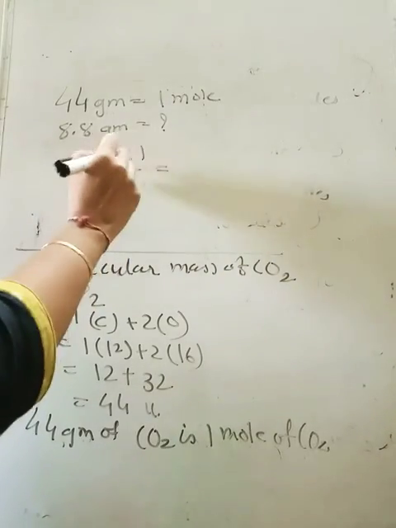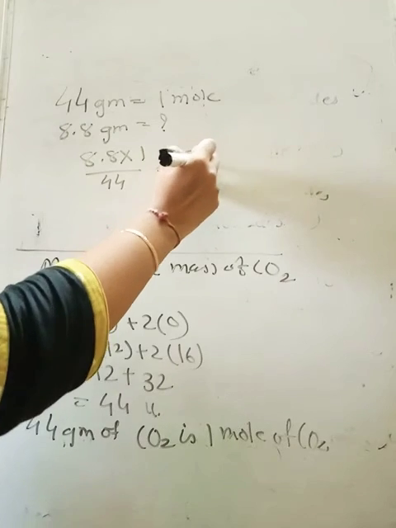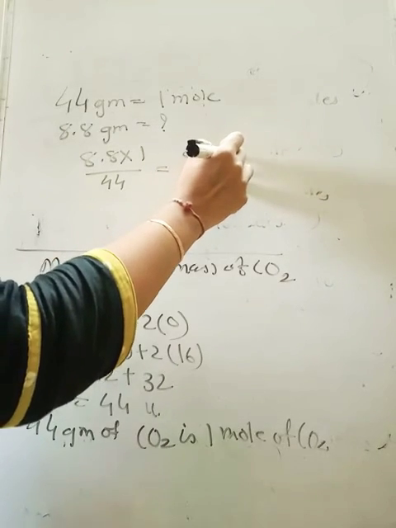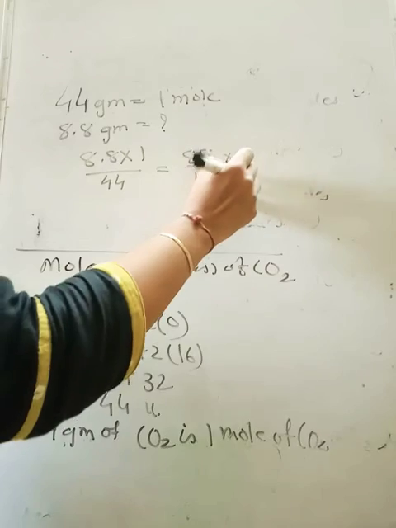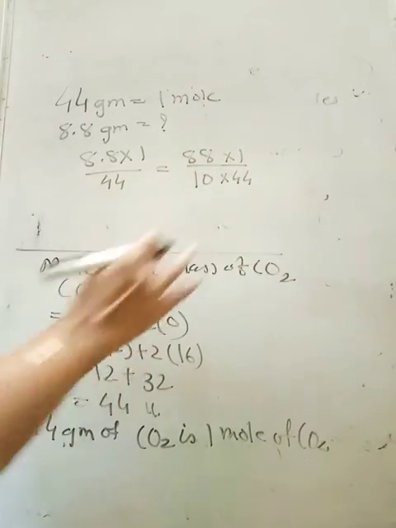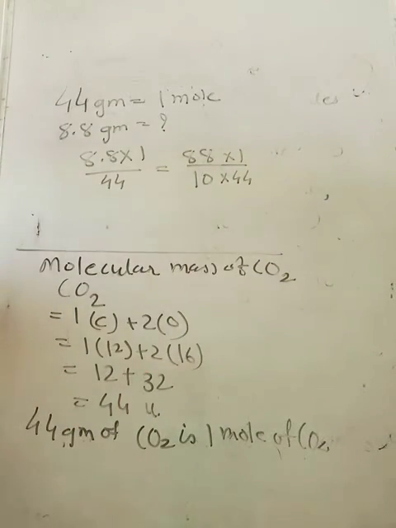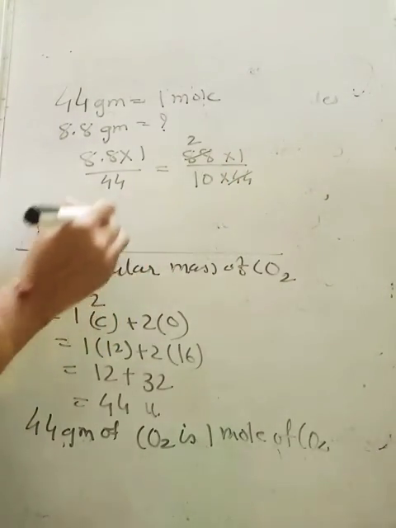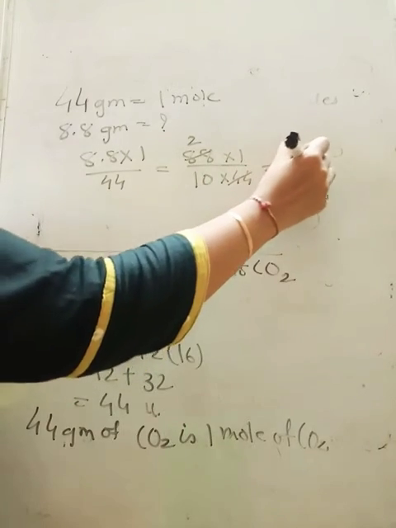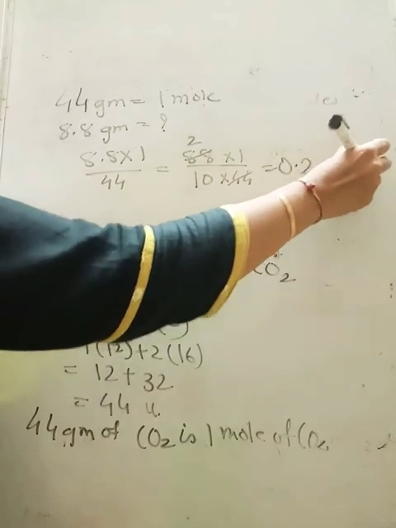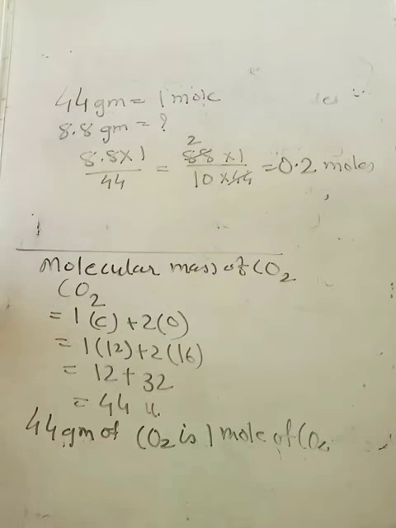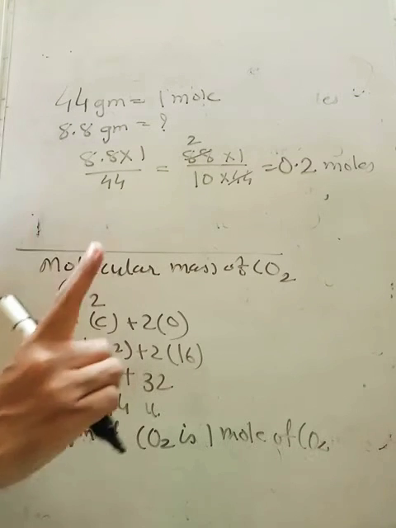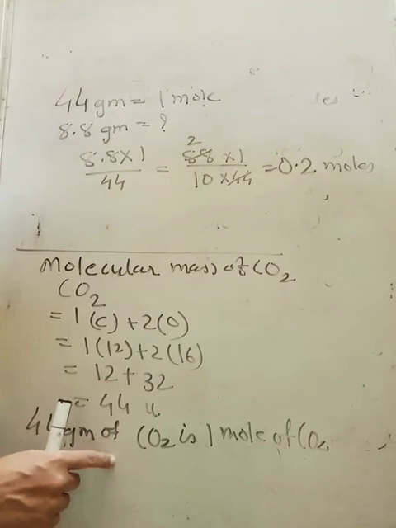Correct? So 8.8 can be written as 88/10 into 1/44. Now can you do the cancellation? 44 2s are 88, and 2/10, that is 0.2. Correct? 0.2 or 2/10, whatever way you want to write it down. So we got the answer as 0.2 moles.